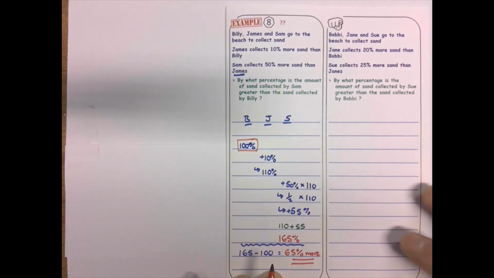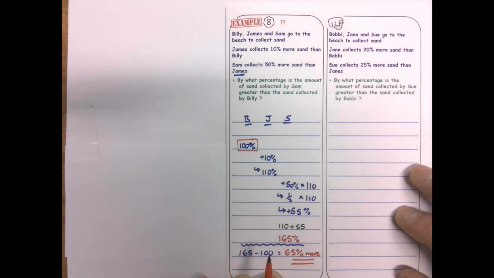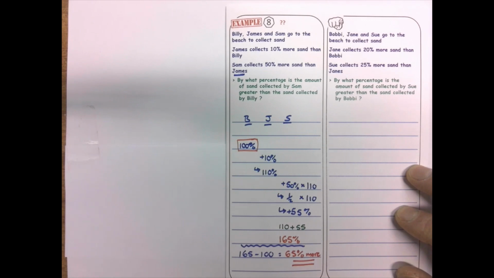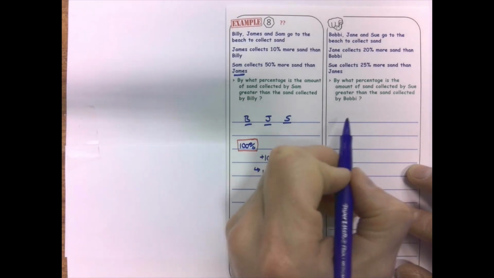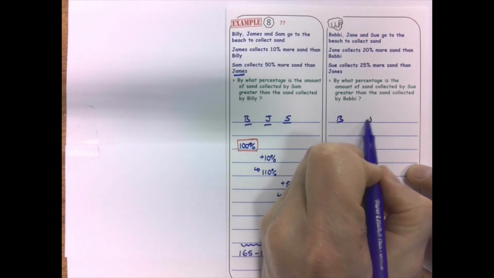Right, so here we've got Bobby, Jane and Sue. I know I'm feeling particularly excited about my change of names there. So we've got Bobby, Jane and Sue.